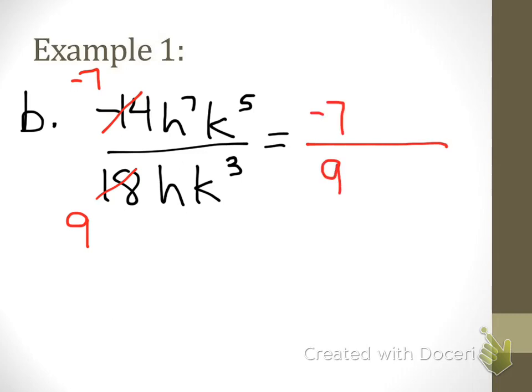Now remember, h with no exponent is an imaginary 1. So 7 minus 1 is 6. So you're left with h to the 6th up top. And k, 5 minus 3, again you're subtracting them, would leave you with k to the 2nd power.